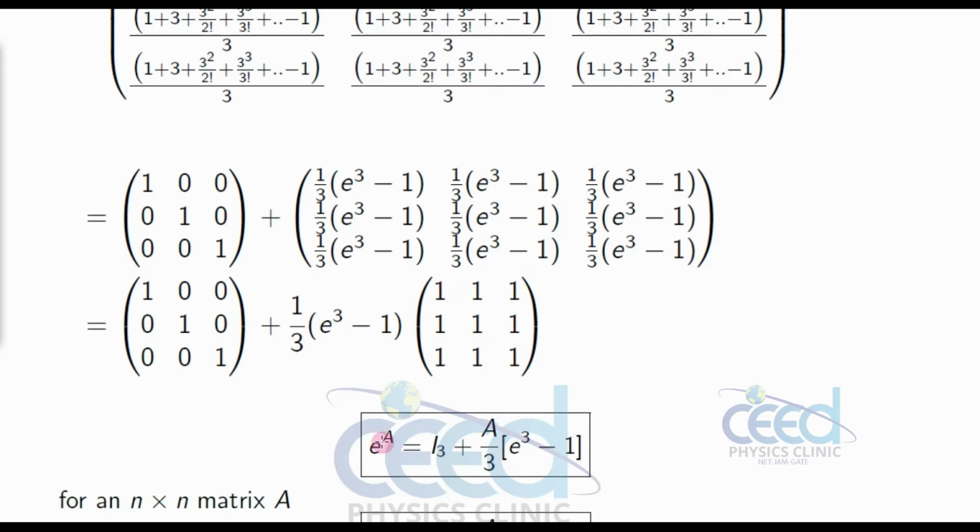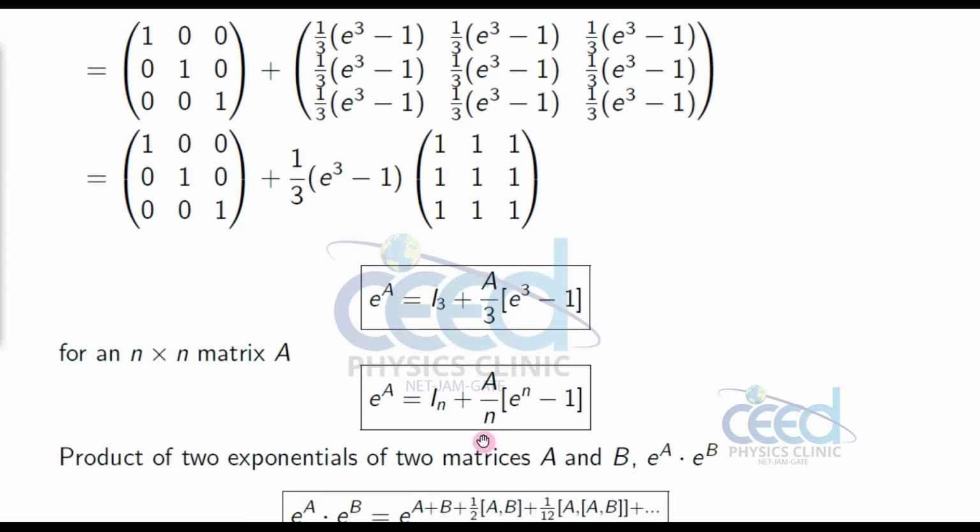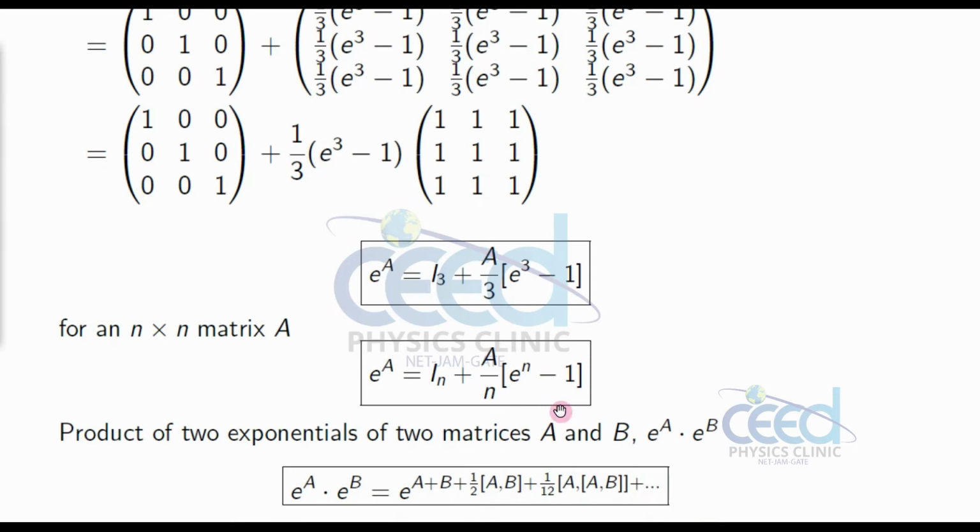So e raised to A is equal to I3, the identity matrix of 3 by 3 order, plus A by 3 into e cube minus 1. I can generalize this equation. So if you find the exponentiation of a matrix, e raised to some matrix A of order n, this third order I can change as n. It is I n plus A by n into e raised to n minus 1. So this result you can utilize to find e raised to some matrix.